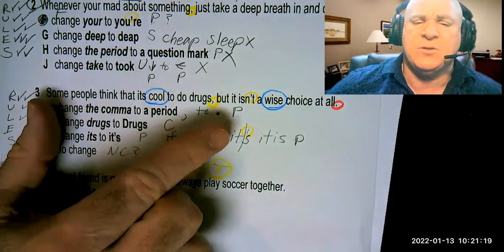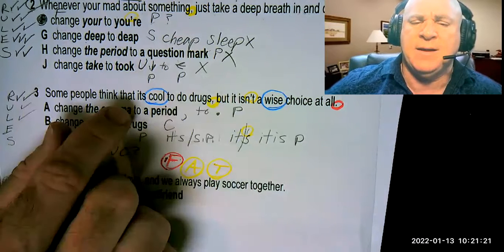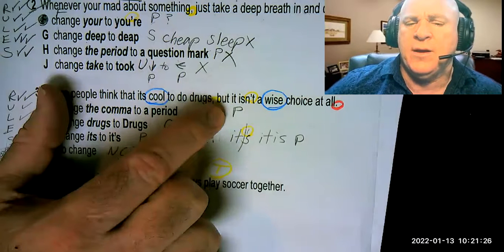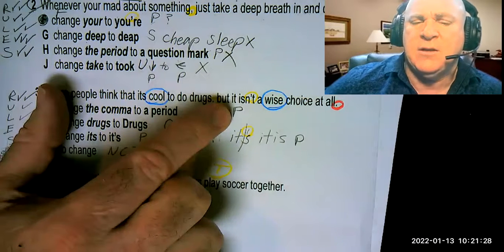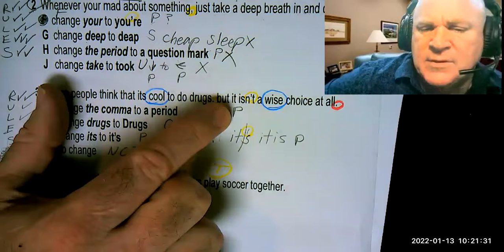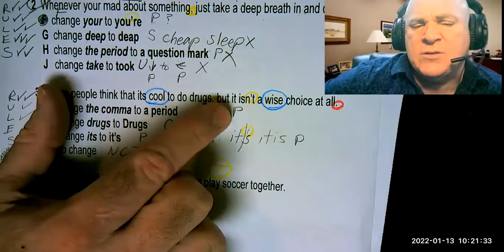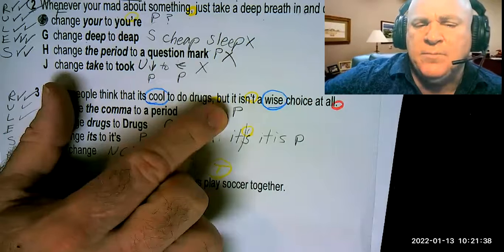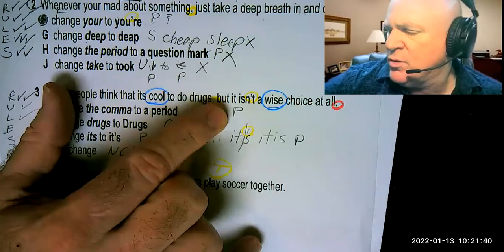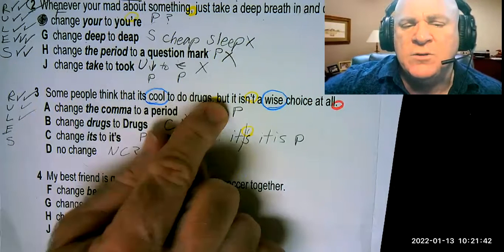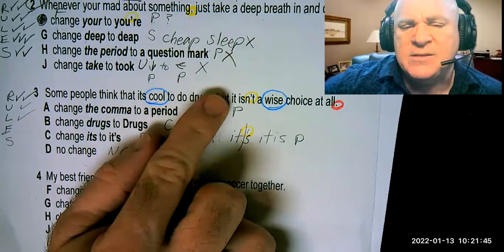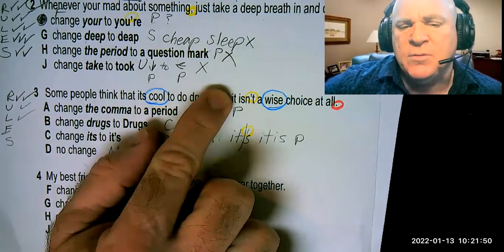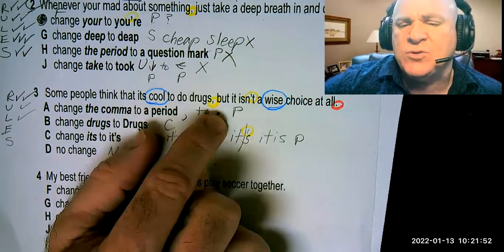Some people think that it's cool to do drugs, period, but if you do that, the "but" would have to be capitalized. Now, a lot of people are saying that you cannot start a sentence with "but," and it's not true. You can. Here's a very simple technique or trick, if you want to call it. If you cover up the conjunction word and the sentence still makes sense by itself, you said capital "But, it isn't a wise choice at all."